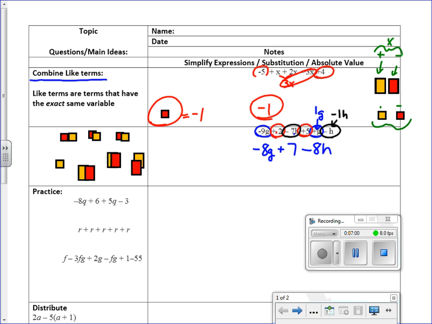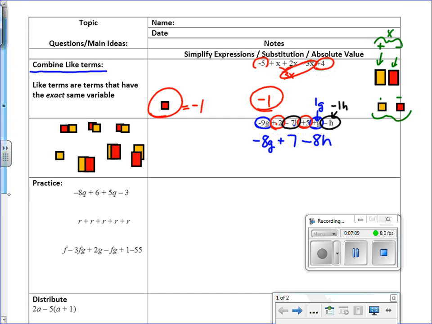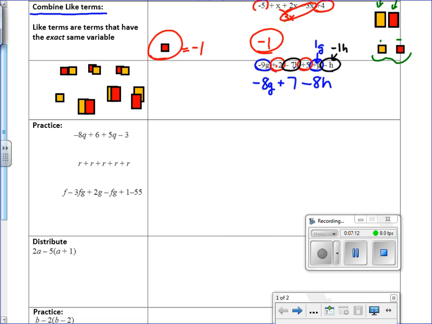Well, we can just leave it that way right now. Let's move on to some other ones here. I have -8q, +5q, -8 plus +5 gives me -3q, +6, -3, 6 minus 3 is 3. R plus R plus R plus R plus R, that's 1, 2, 3, 4, 5. All that is 5R. That's it.